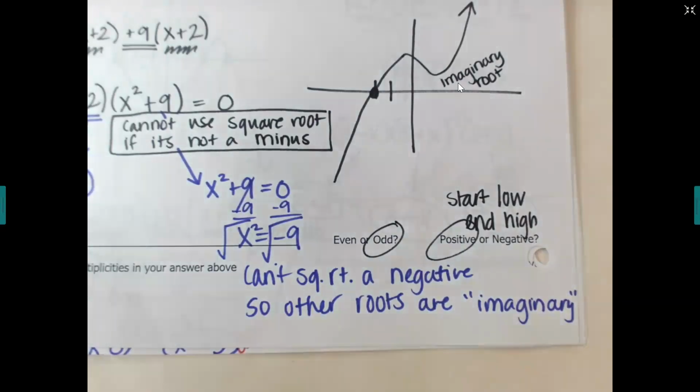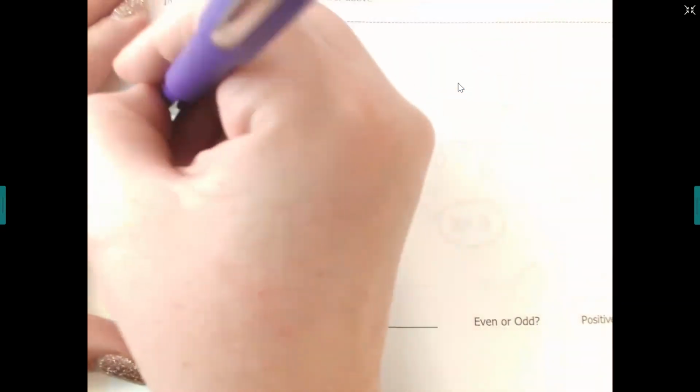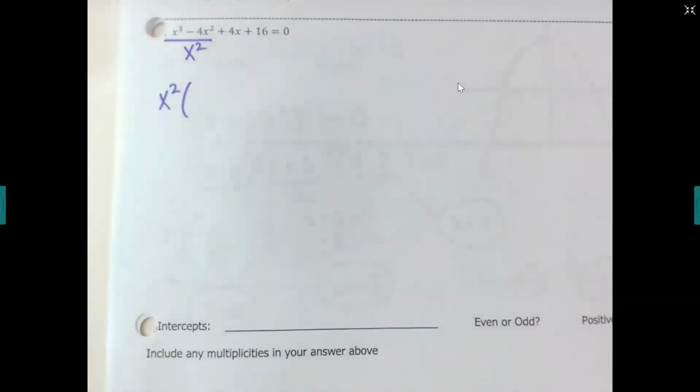Okay? All right, let's do maybe just one more. Let's do number 9. Number 9, go ahead and start off your grouping for me, please. What can I take out of the first group? Okay, x squared. What's that gonna leave me with? X minus 4 is correct.